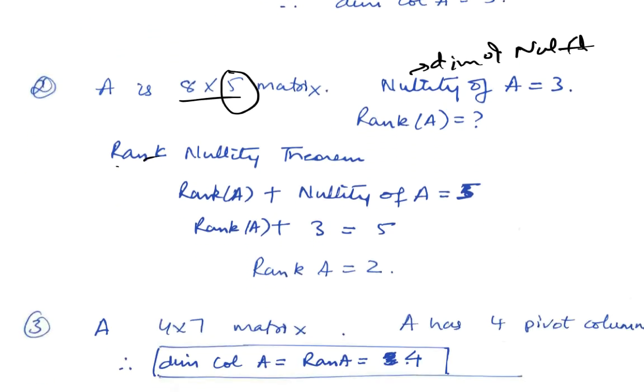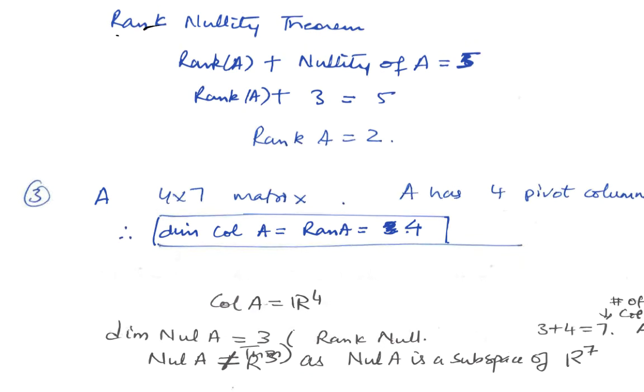Okay, let's look at another problem. If the matrix A is a 4 by 7 matrix and it has 4 pivot columns, that means the dimension of the column space, or the rank of A, is 4. If you get confused, guys, just think of this 4 by 7 matrix with 4 pivot columns. Make your life easy and say, four rows, and 4 pivot columns.